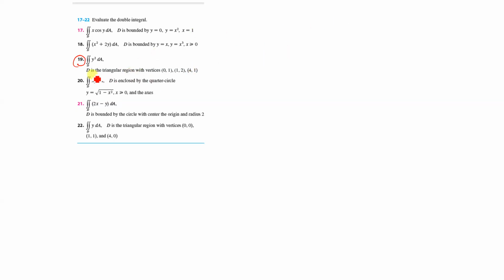So in question number 19, we have to integrate this y square over the region D, where D is the triangular region with the vertices 0, 1, 1, 2, and 4, 1. So again, in order to find the region, we have to draw the region. Let's first draw these points. 0, 1 means x is 0, y is 1, so this point lies somewhere here. This is 0, 1. 1, 2, x is 1, y is 2, so this point is somewhere here.